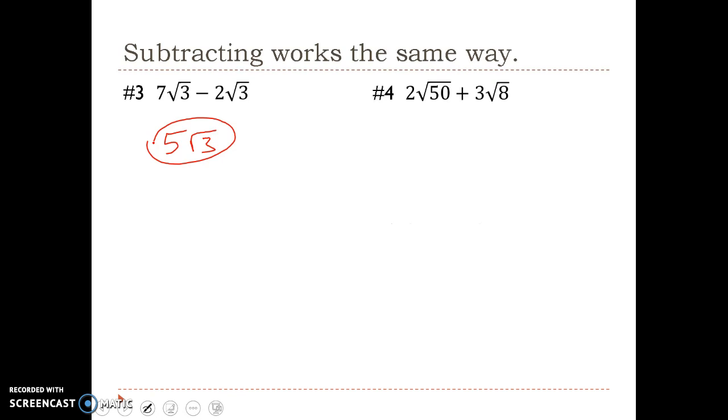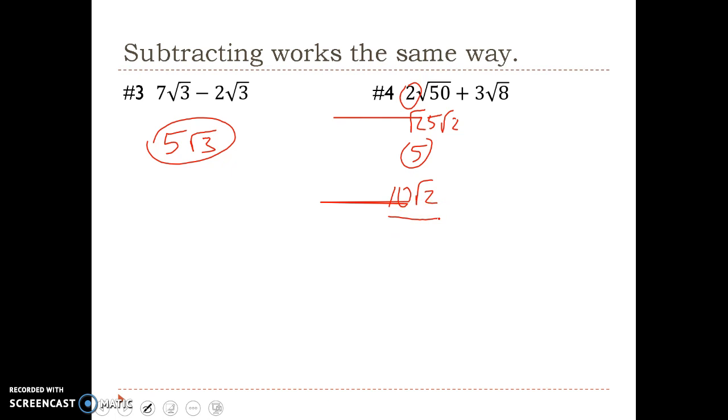Now, it looks like these can't be done because the square root of 50 is not the square root of 8. However, if we simplify things, I can write the square root of 50 as the square root of 25 times the square root of 2. We know that the square root of 25 is 5. That's on the outside with the 2. So 2 times 5 is 10, and I have the square root of 2 there. So 2 radical 50 simplifies to 10 radical 2.